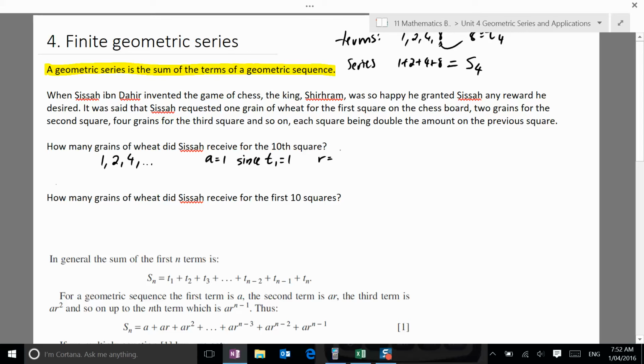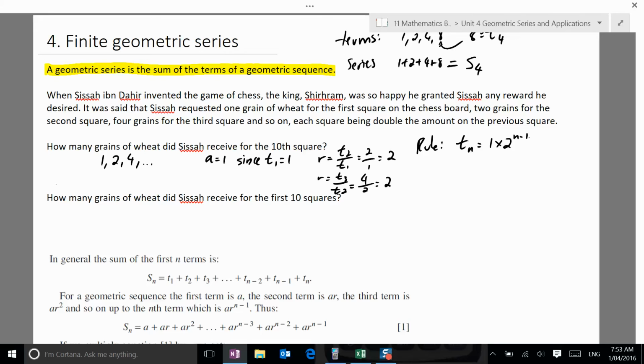Let's do this properly. R looks to be 2. I better verify that with the next pair. This doesn't take long to verify. Yep, sounds good. So my rule is the general term is 1 times 2 to the power n minus 1. Remember, I could check that by finding T3. Checking's good.